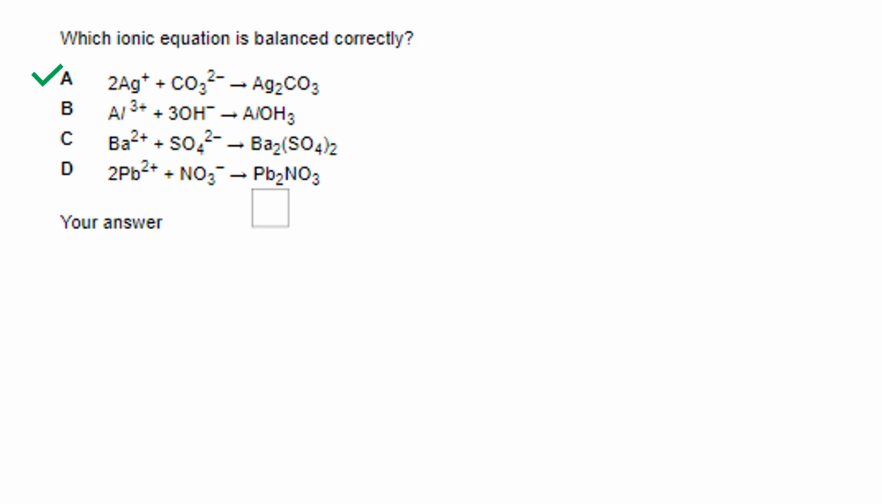Okay, now I could leave it, but that would be silly. I'm going to double check everything, make sure I haven't got 2 correct answers. Okay, so B, I've got aluminium 3+, and I've got 3 lots of OH, which would be 3-. So that should work. But the product is wrong because the product looks like I've only got 1 oxygen and 3 hydrogen. So that's actually wrong. Okay.